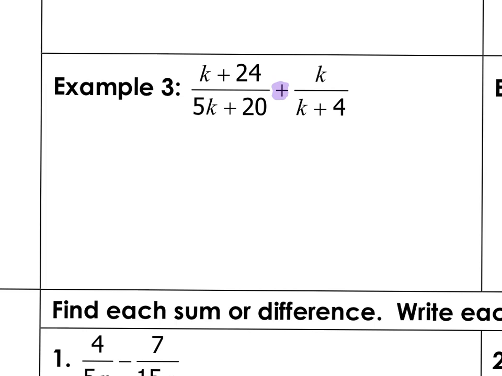So I'm going to look at my denominator. This side is already factored. So I'm going to factor this side, and if I factor this side, I take a 5 out, and I get k plus 4. Do you see that? So I need a common denominator, something they all have in common.